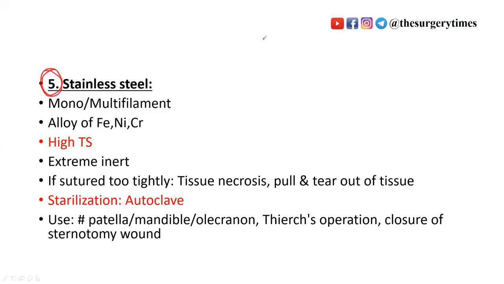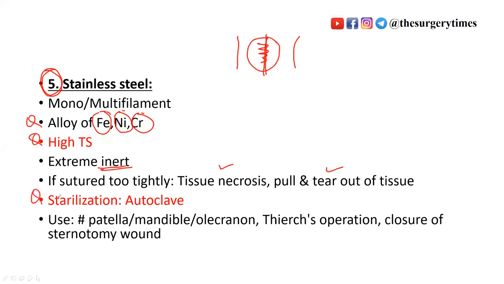Stainless steel you may not see because it is only used in median sternotomy in CVS patients, open heart surgery. It is an alloy of iron, nickel, and chromium. This is a question: alloy of iron, nickel, chromium, high tensile strength. It is highly inert. But if the suture is too tight, or we are not giving the knot properly, then tissue necrosis and tear out of the tissue can occur because of the high tensile strength. It is very strong, and sterilization is done by autoclave only.